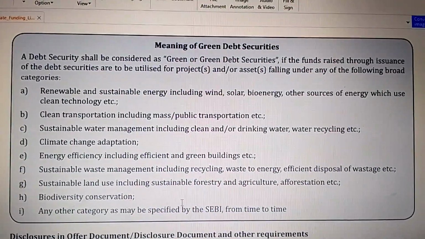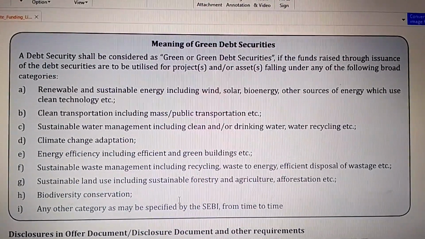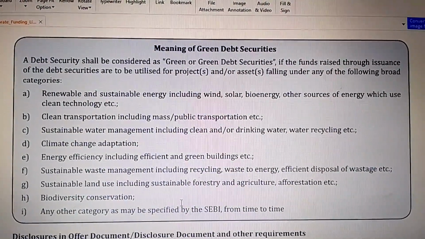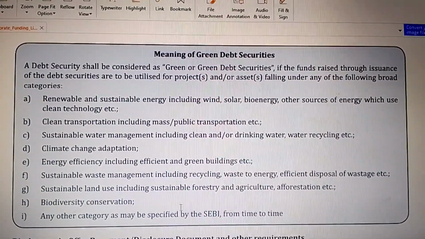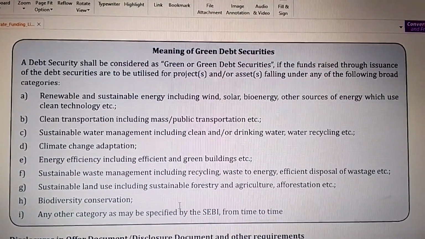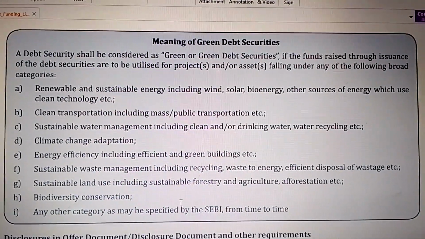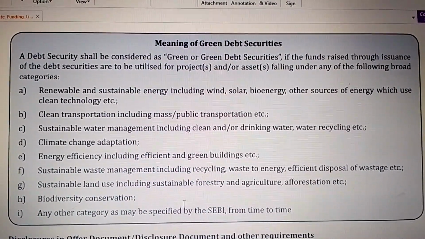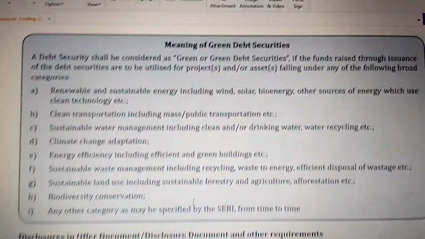Meaning of the green debt securities. A debt security shall be considered as a green debt security if the funds raised through the issuance of the debt securities are to be utilized for the projects and for the assets falling under any of the following broad categories: renewable and sustainable energy, including wind, solar, bioenergy, other sources of energy which use clean technology; clean transportation, including mass public transportation, etc.; sustainable water management, including clean and drinking water, recycling, etc.; climate change adaptation; energy efficiency, including efficient and green buildings, etc.; sustainable waste management, including recycling, waste to energy, efficient disposal of the waste, etc.; sustainable land use, including sustainable forestry and agricultural afforestation, etc.; biodiversity conservation; and any other categories as may be specified by SEBI from time to time.